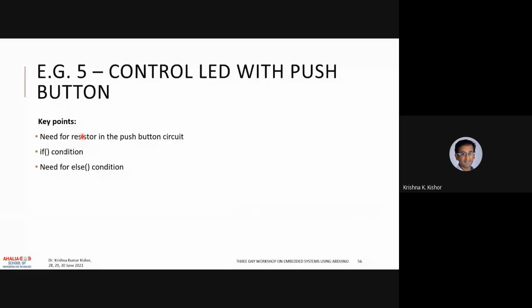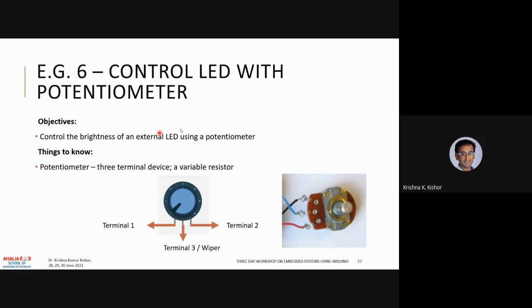Right, so we talked about the if and the else condition as well, and the resistor and the push button. Now the next one, I'll quickly go over this. I'm not going to go over the code in detail, but right now we're only turning on and off the LED. What we'll do is control the LED with a potentiometer, so I want to control the brightness of the LED.